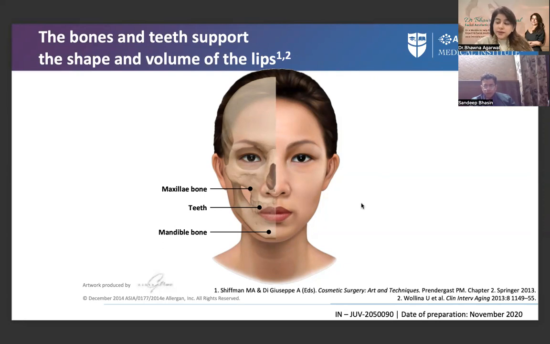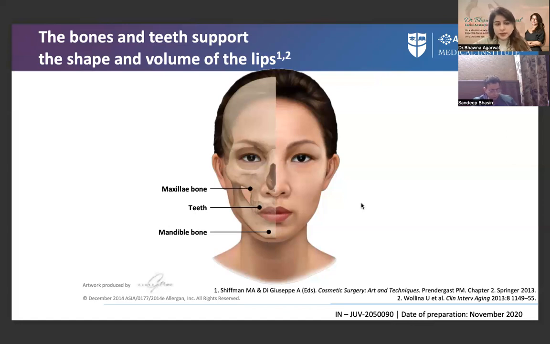But in the younger patients, always assess the teeth, because if teeth are jutting out, then the lips will look over projected as it is. And then if you're giving filler over top of it, it's going to look very odd. Assess in the smile first and how the lips are changing while the person smiles.